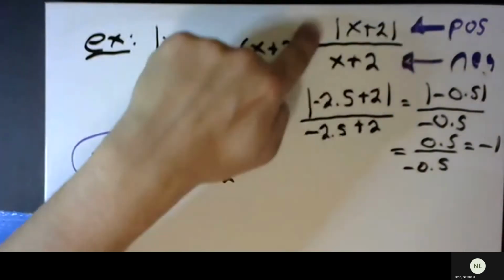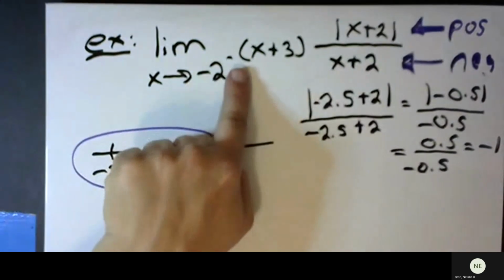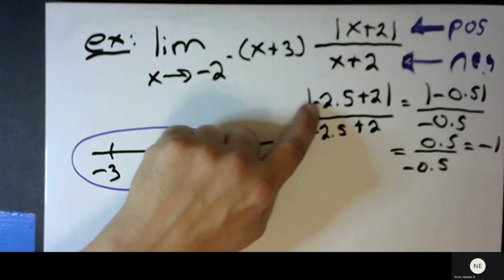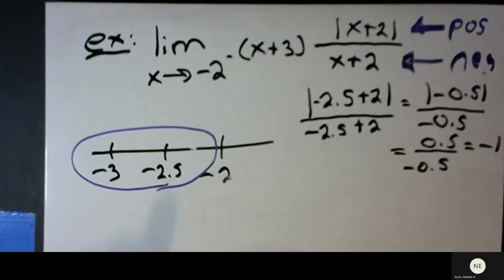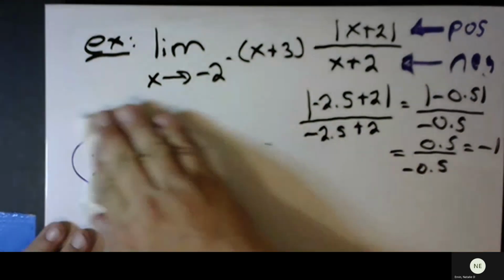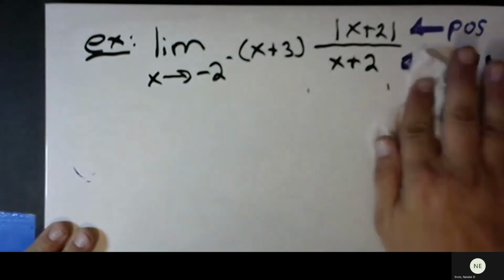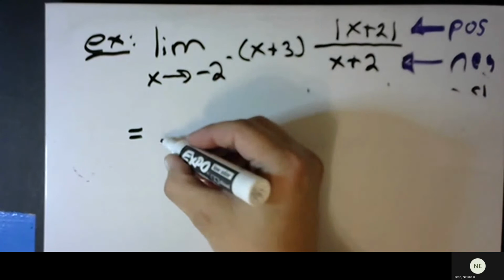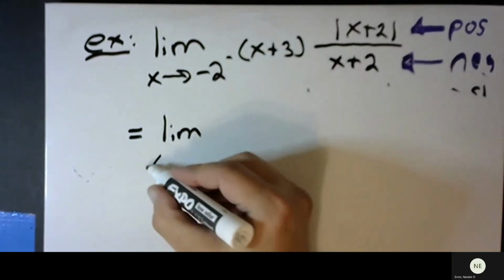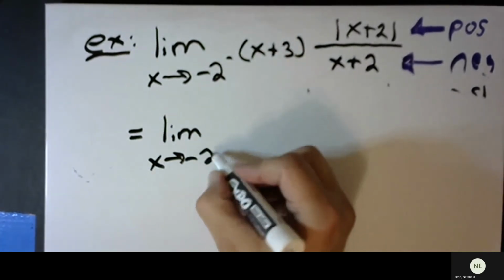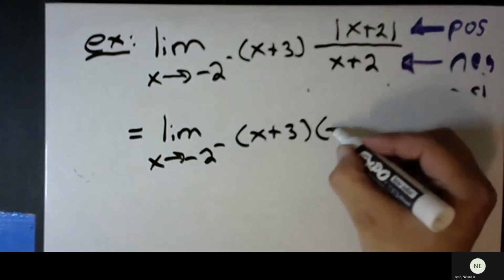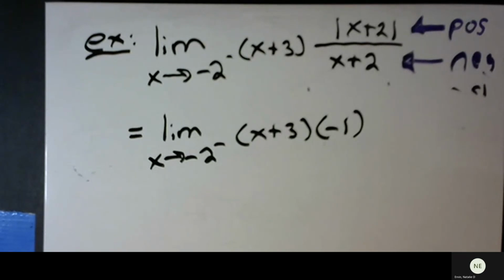So here we can do cancellation, but because we're approaching from the left, and we can use a number to the left of -2 as a test, like -2.5, that means the cancellation, so we avoid a division by 0, is going to give us -1.